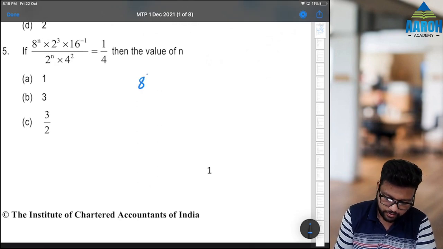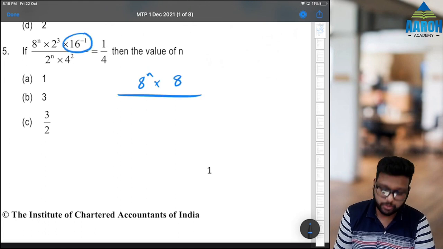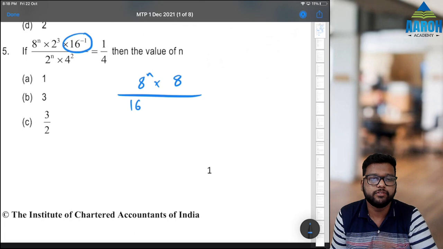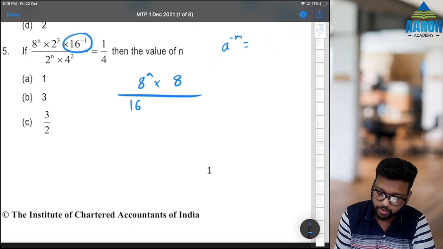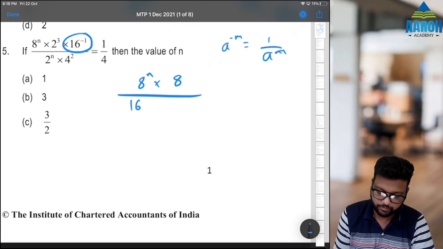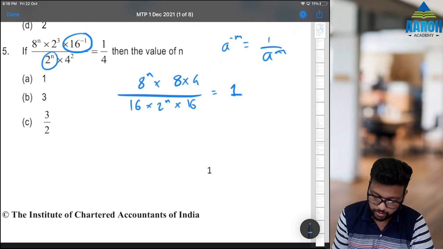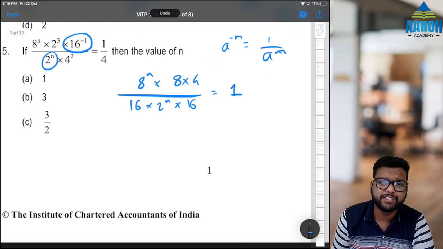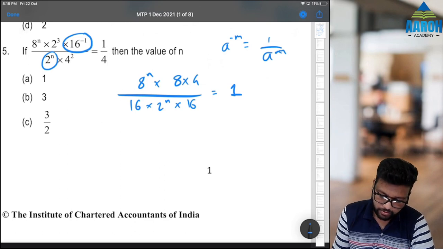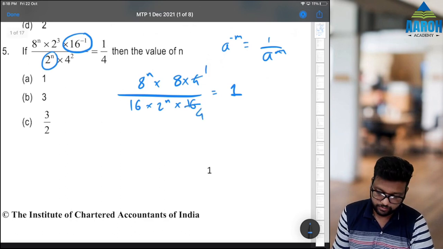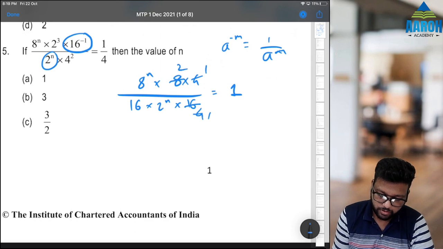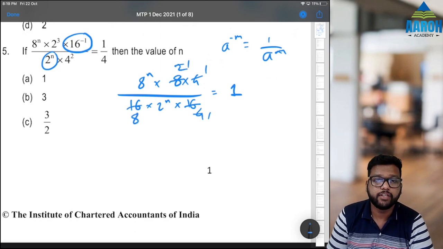8 raised to n into 2 cube is 8. 16 raised to minus 1, so let's take it here in denominator, 16 raised to 1, because we know that a raised to minus m is equal to 1 by a raised to m. Then 2 raised to n and 4 square is again 16 is equal to 1 by 4. Let's take that 4 also here, so is equal to 1. So I have taken that 4 here. Fine, let's cancel everything that we can. So 4 into 1, 4 into 4, 4 into 1, 4 into 2, 2 into 1 and 8, right?